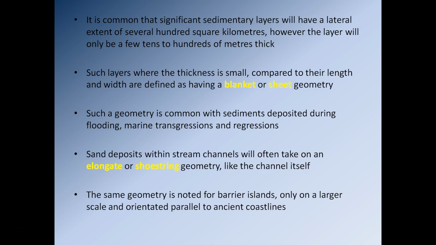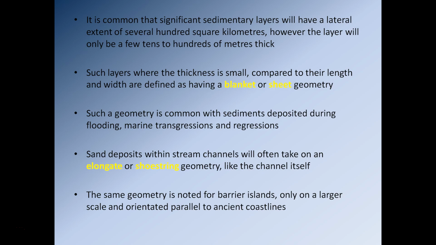The other way we can form that kind of geometry is if we have a barrier island. So a barrier island is an island that sits just off the coast, and it has a lagoon behind it, and the barrier island essentially is like a linear island that runs parallel to the coastline. And so once again, that would give you a linear elongate line of sand that would give you a very shoestring-like geometry.